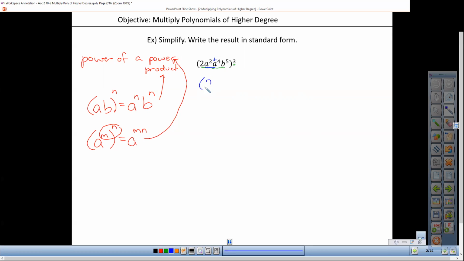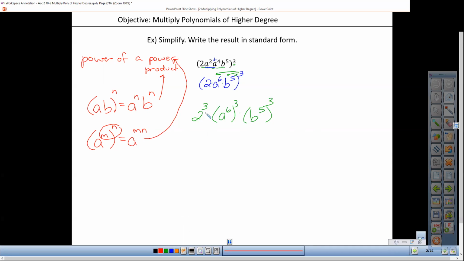So I would simplify this: 2 times a to the 6th power, b to the 5th power is now cubed. Now every factor, the 2, the power of a, and the power of b, are all going to be raised to this exponent of 3. So we have 2 to the 3rd power times our a to the 6th to the 3rd power times our b to the 5th to the 3rd power.